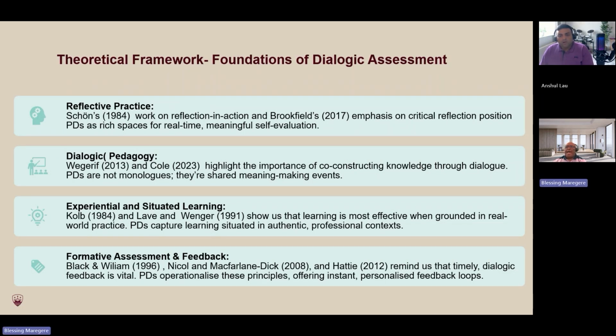And some of the leading academics and authors in dialogic pedagogy, Wegerif and Cole, highlight the importance of co-constructing knowledge through dialogue. So a professional discussion is not just a monologue, but it's about having shared meaning-making of events. So just because a learner understands it in one way, as an educator, you come in and continue that learning as well, even though it might be an assessment, which is a best practice for formative assessment.